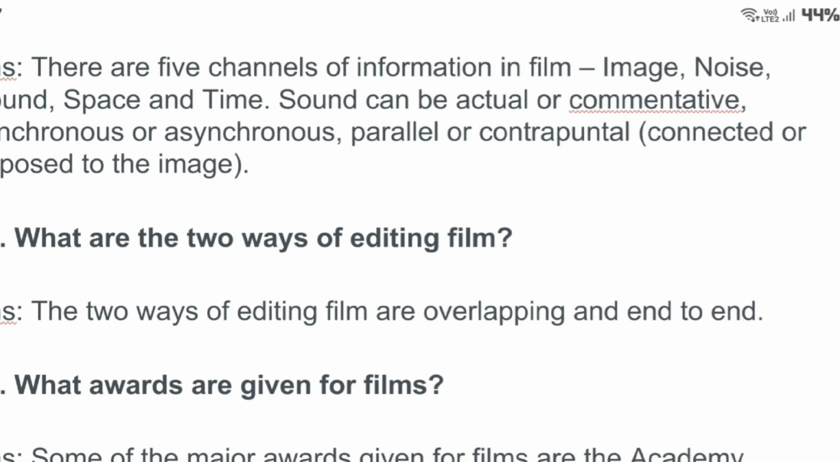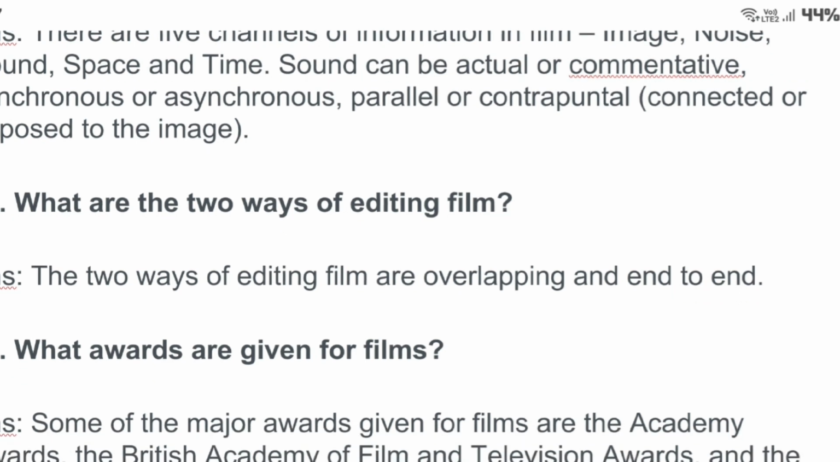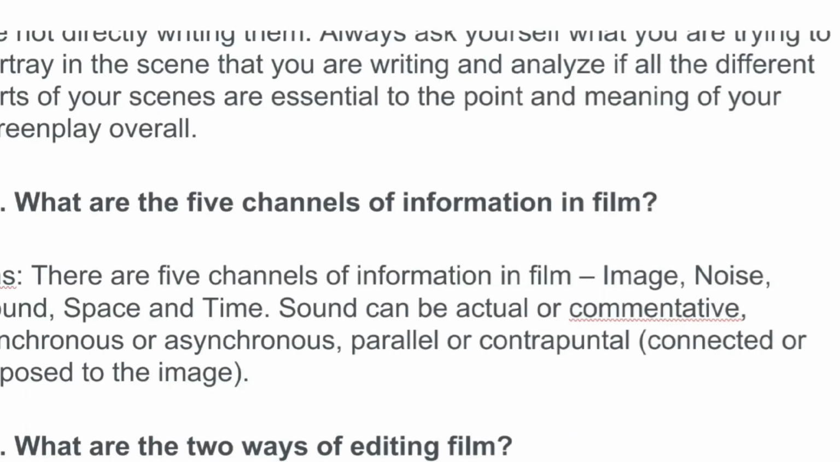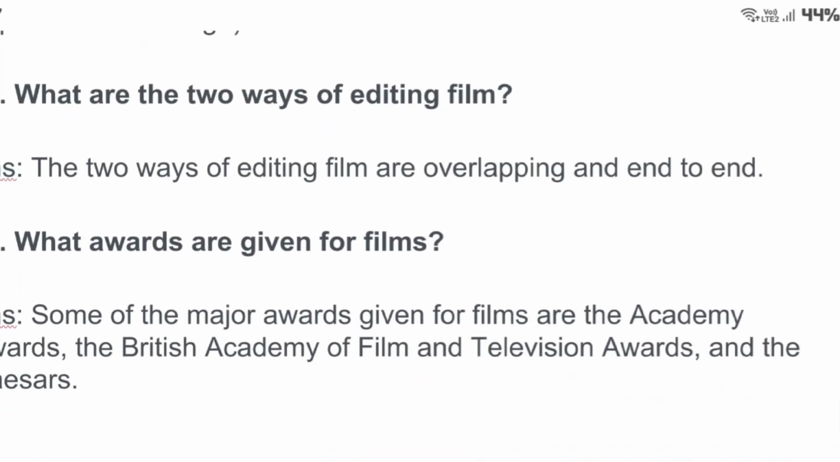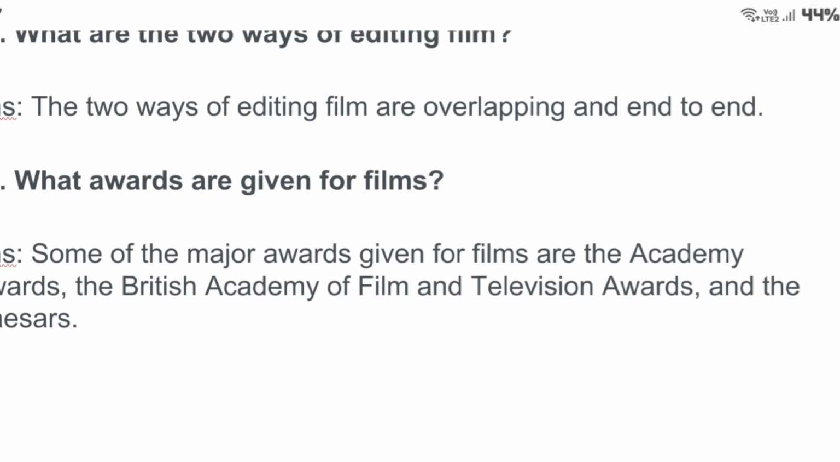What awards are given for films? Some of the major awards given to films are Academy Awards, British Academy of Film and Television Awards, and the Caesars.